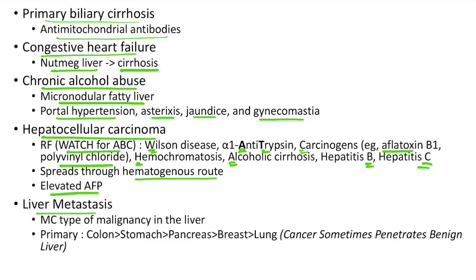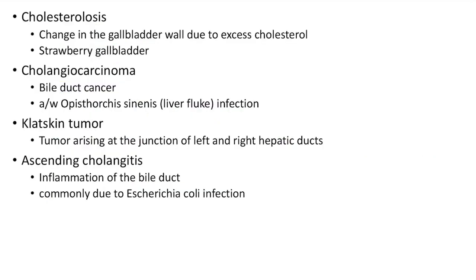Now let us see about liver metastasis. It is the most common type of malignancy in liver. A mnemonic to remember primary tumors which cause liver metastasis is cancer sometimes penetrates benign liver, that is colon cancer more than stomach cancer, more than pancreas cancer, more than CA breast, more than CA lung.